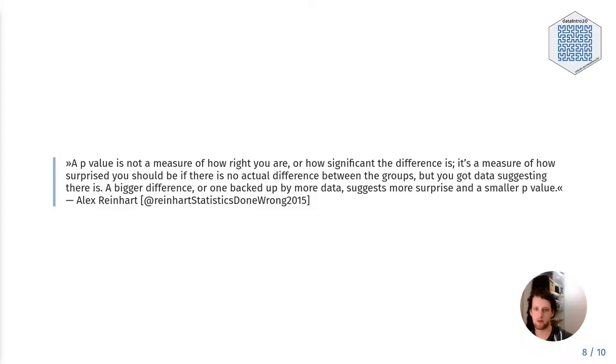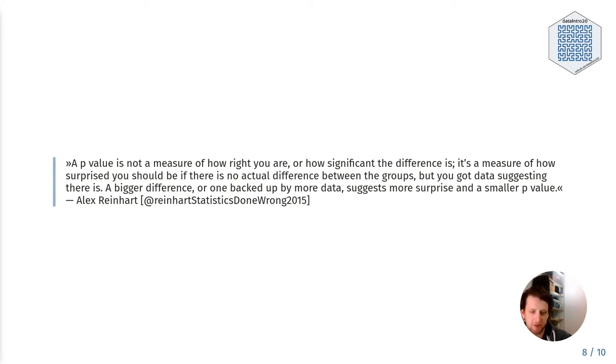Speaking of surprised, in his book, which is available online for free, called Statistics Done Wrong, there's a really good quote by Alex Reinhart where he describes p-values. A p-value is not a measure of how right you are or how significant the difference is. It is a measure of how surprised you should be if there is no actual difference between the groups, but you got data suggesting there is. A bigger difference or one backed up by more data suggests more surprise and a smaller p-value. So in the above example, where you test 20 different things, we are not very surprised. But if you focus too hard on the one significant result, trouble ensues.